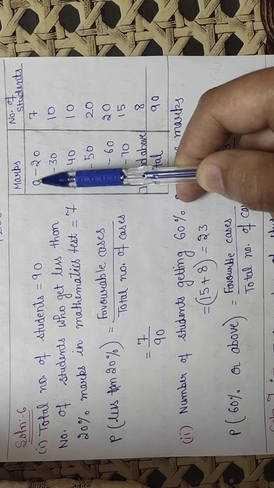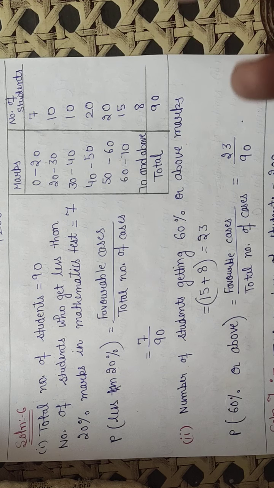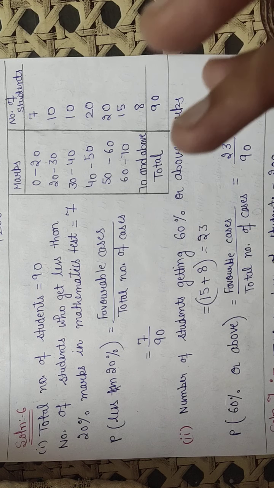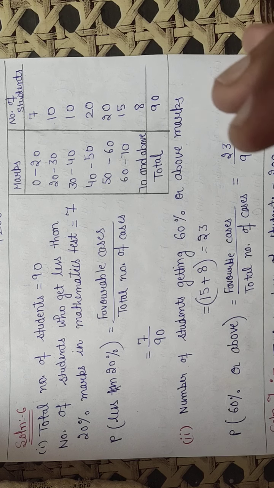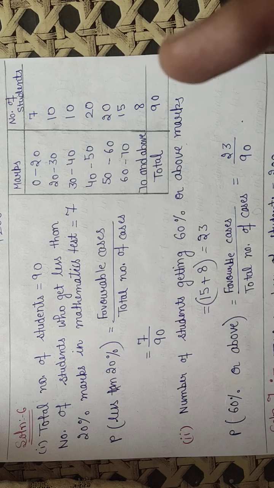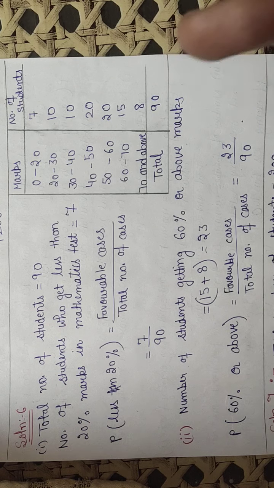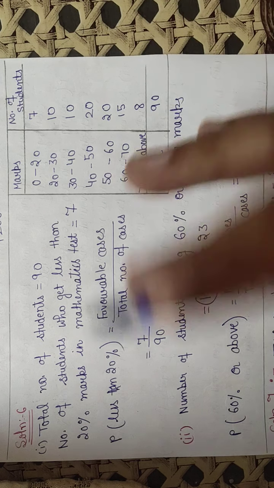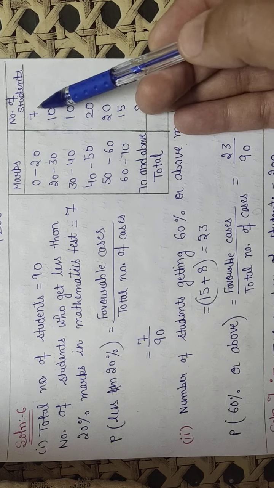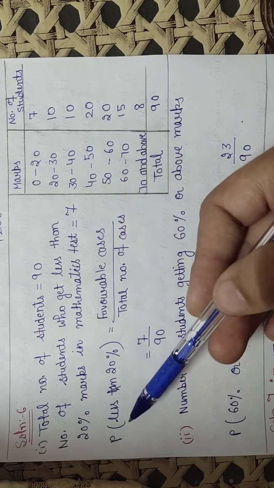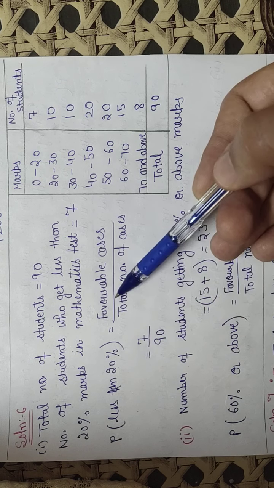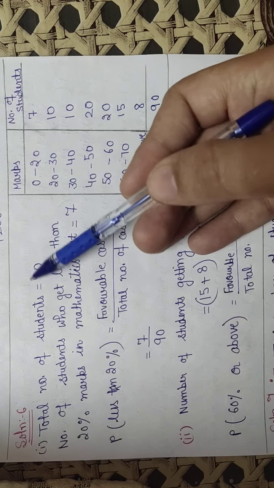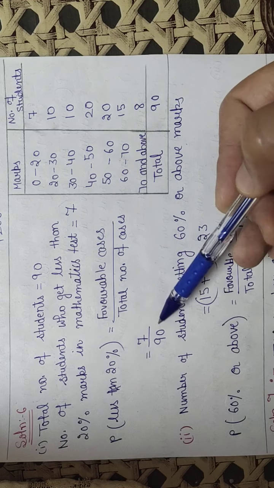So 0 to 20 means we have to see the number of students whose percentage is 0%, 1%, 2%, 3%, 4%, 5%, 6%, 7%, 8%, 9%, 10%, 11%, 12, 13, 14, 15, 16, 17, 18, 19%. 19% is your last point. So number of students are 7. So probability of less than 20%, that means favorable cases divided by total number of cases. Favorable cases are 7, total number of cases are 90. So answer is 7 upon 90.